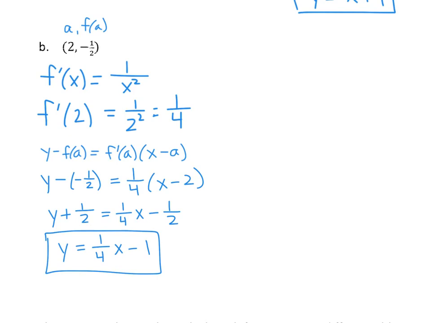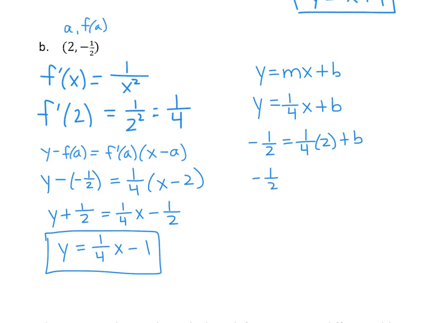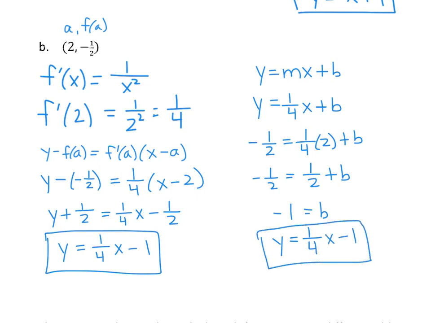If you prefer to use slope-intercept form, y equal mx plus b, you can use that form instead. In this case, we found our slope to be 1/4, so plug 1/4 in for our slope. Now what we're missing for our equation is our b value, our y-intercept. We'll plug our point in for x and y, so we have negative 1/2 equal to 1/4 times 2 plus b. So we have negative 1/2 equal to 1/2 plus b. To solve for b, subtract 1/2 from both sides, and we have b equal to negative 1. Now we can go back and plug our b value into our equation, y equal 1/4 x minus 1. You can use either method you choose. And there we have our equation of the tangent line at the point (2, negative 1/2).